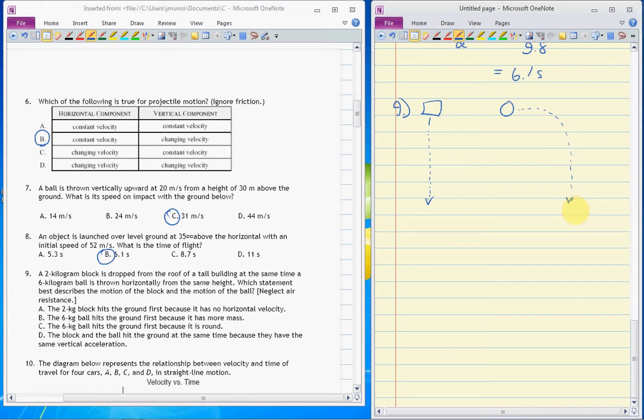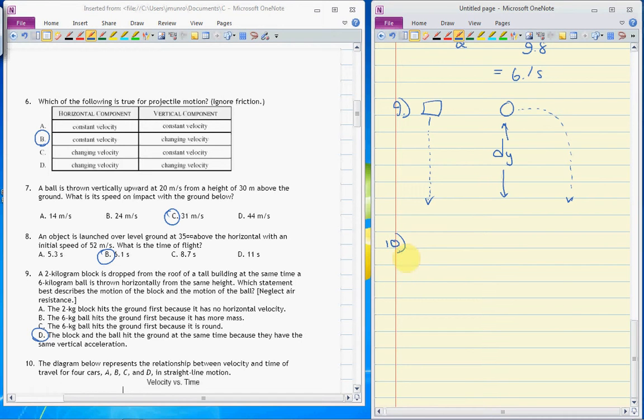Now, again, the helpful thing is to remember that the only thing that matters here is the distance y. Since dy is the same in both cases, we can therefore assume that they're going to hit at the same time. The block and the ball hit the ground at the same time because they have the same vertical acceleration. They actually have the same initial velocity in the y direction too. So pick D.